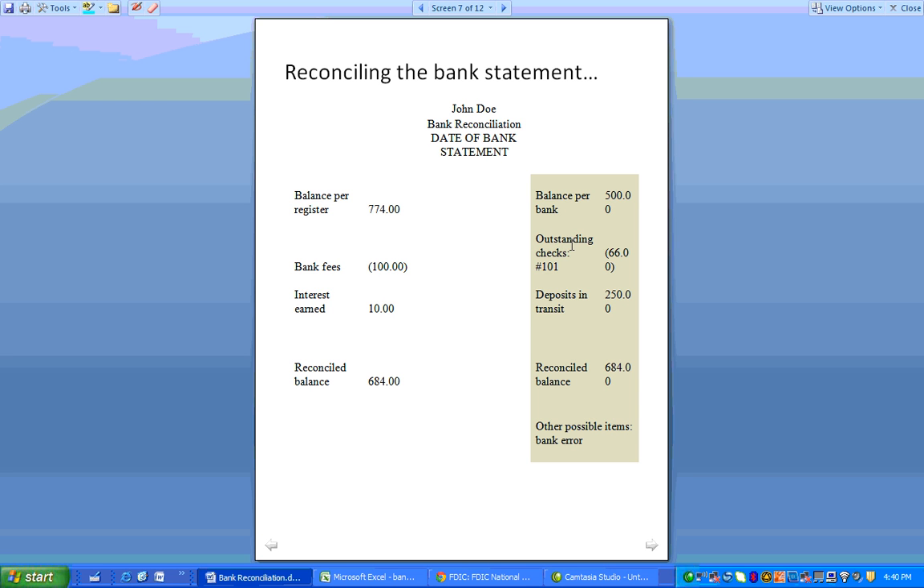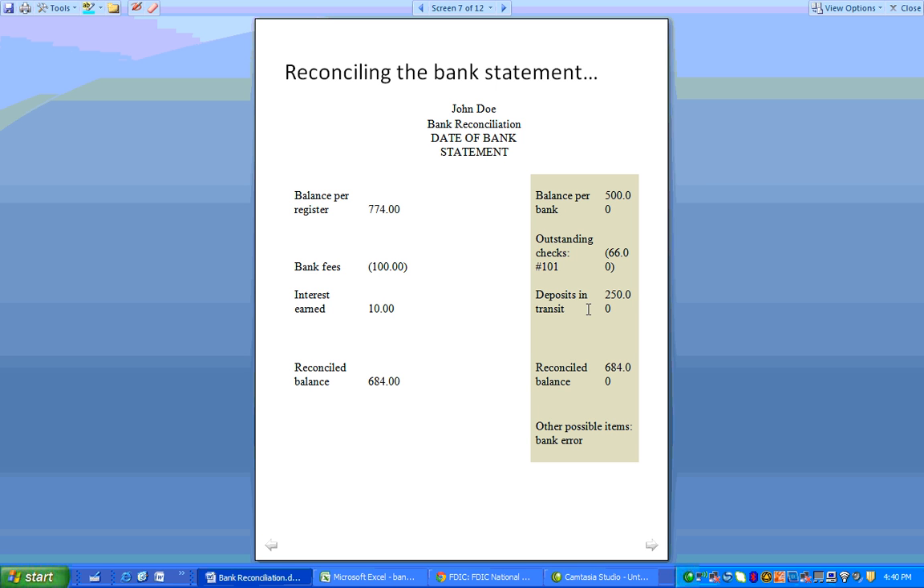So here's a check number 101 that's outstanding, $66. There's a deposit in transit. Again, this money was put in, dropped in the lockbox or dropped in the bank's window after hours. So it did not hit that day's business, but the company or the person recorded it in the check register the day they put the money in the account.